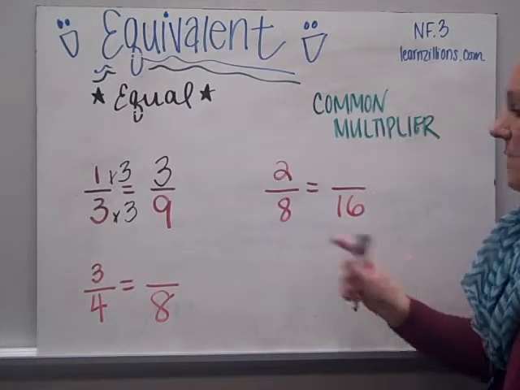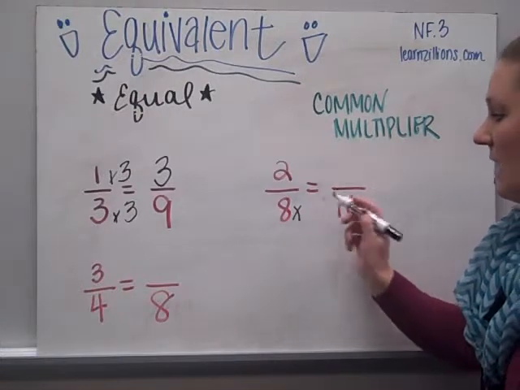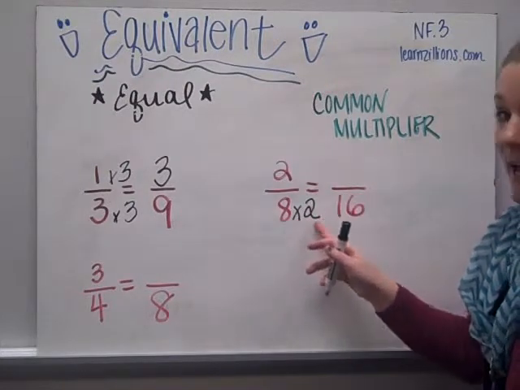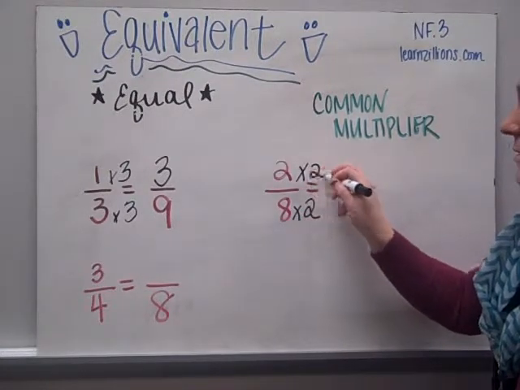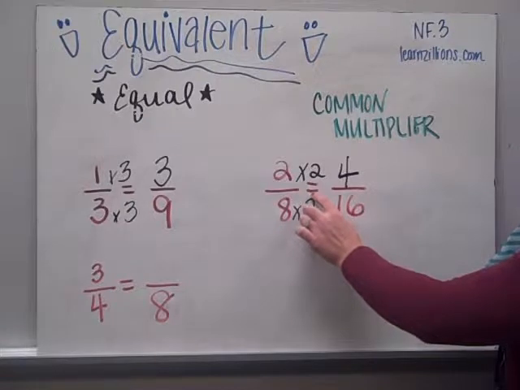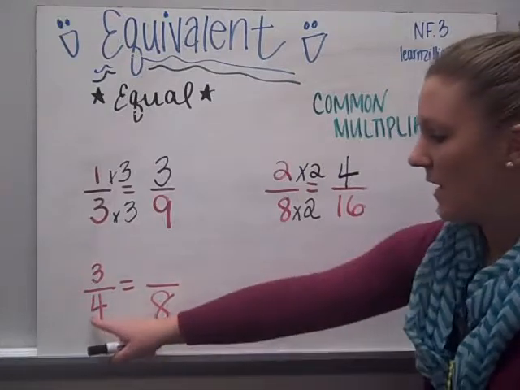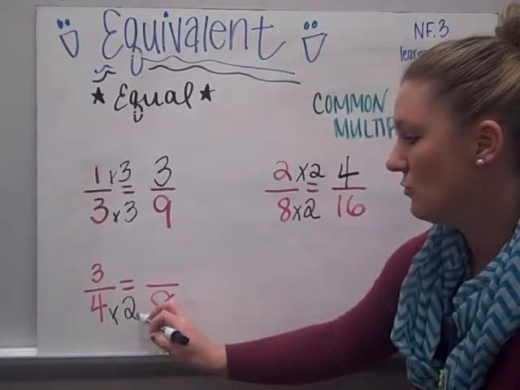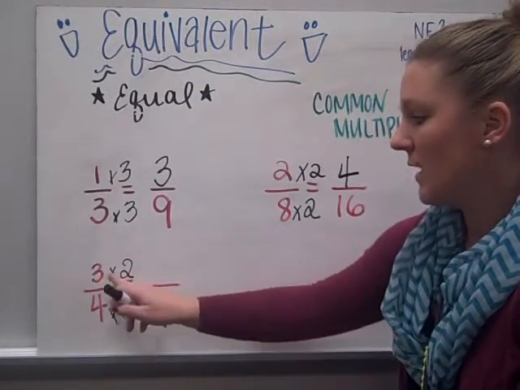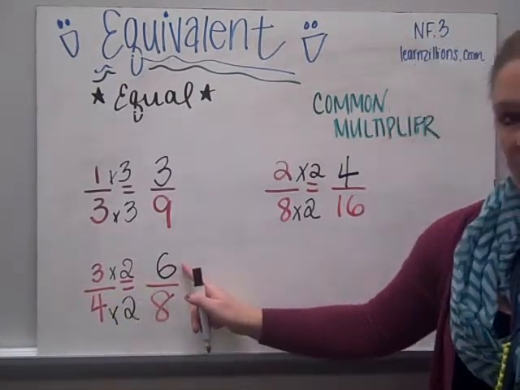Okay, next one, same thing. 8 times what equals this 16? And I know that that is 2. So this is the common multiplier. Now I multiply the top by the same thing. So times 2. 2 times 2 is equal to 4. So 2/8 is equal or equivalent to 4/16. Last example, same thing. 4 times 2 equals 8. So I also multiply the top by 2. 3 times 2 is 6. 3/4 is equal or equivalent to 6/8.